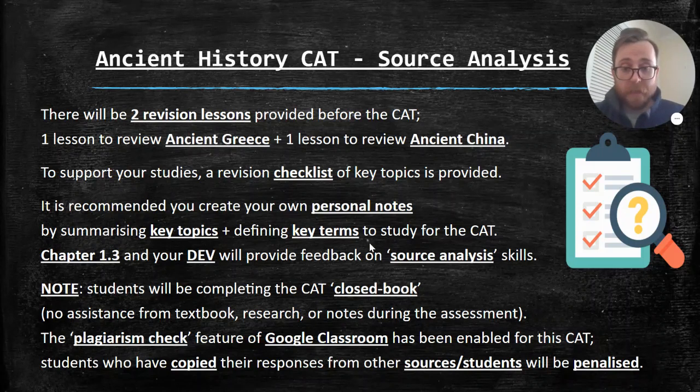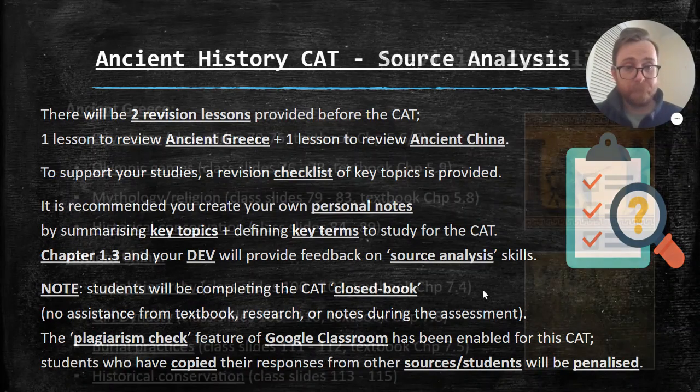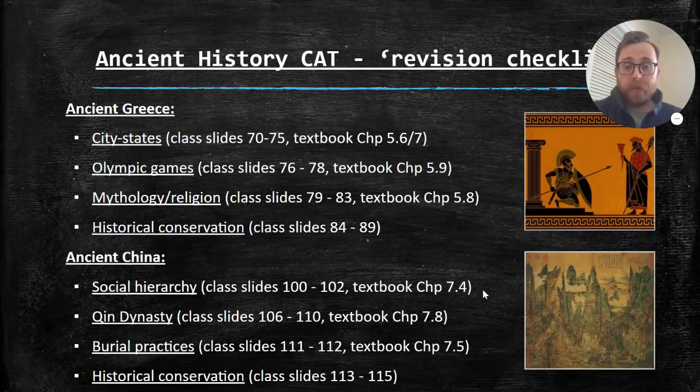So please complete the CAT closed book, because I don't want to be the bad guy or the supervillain of the story and remove marks for people who have plagiarized their work. It has happened in the past. I'm hoping it won't happen again. Now, what we're all here for, the checklist.